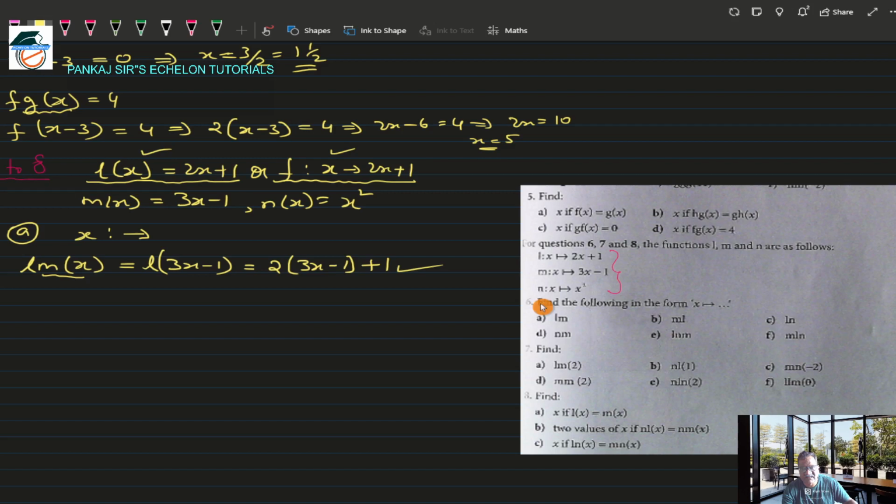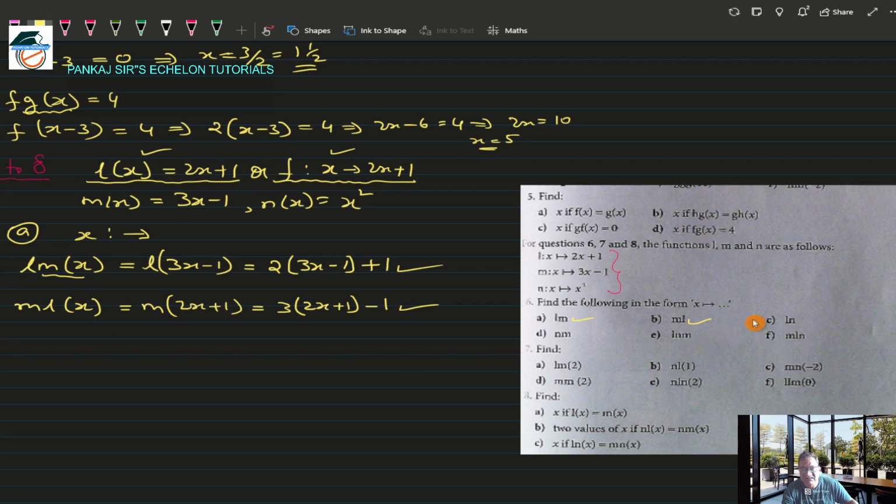Now quickly let us go to B. B is ML of x. If you want to work this out, we'll have to start from L of x. L of x is 2x plus 1, and there's an M in front of that. So it becomes M of 2x plus 1. This happens to be 3 times (2x plus 1) minus 1. This is the answer for B.